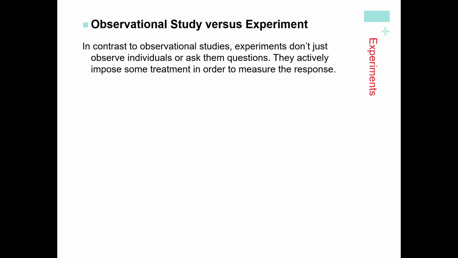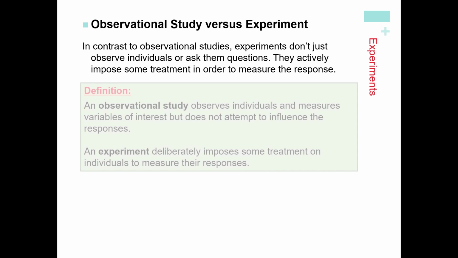So in contrast to observational studies, experiments don't just observe individuals or ask them questions. Last chapter we looked a lot at things that were correlated, and usually that data comes from an observational study. Right? We have variable x on the x-axis, we have variable y on the y-axis. We see if they're related based on data we've collected. However, experiments go beyond that. They impose some kind of treatment, and they look at the response in usually the subjects.